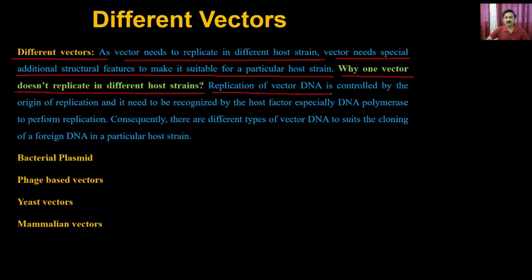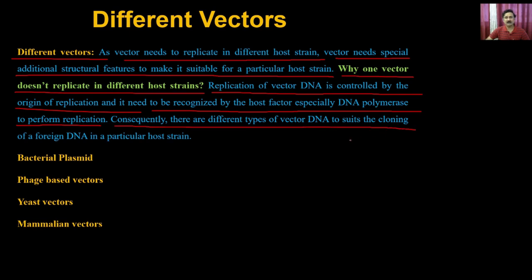The replication of vector DNA is controlled by the origin of replication, and it needs to be recognized by the host factors, especially the DNA polymerase, to perform the replication. Consequently, there are different types of vector DNA to suit the cloning of a foreign DNA in a particular host strain. So you can have the bacterial plasmid, the phage-based vector, the yeast vector, and the mammalian vector.